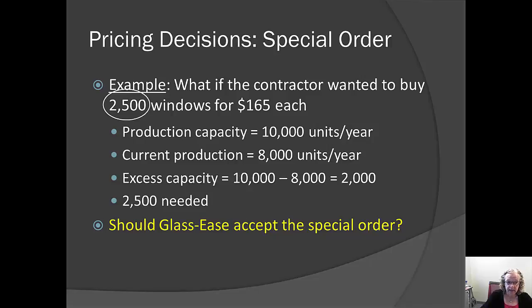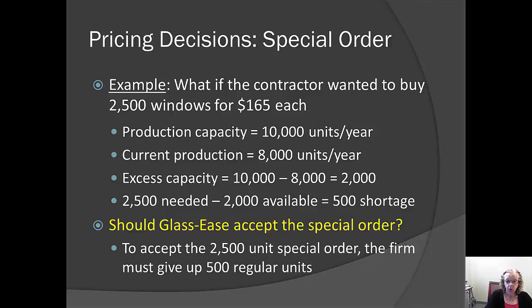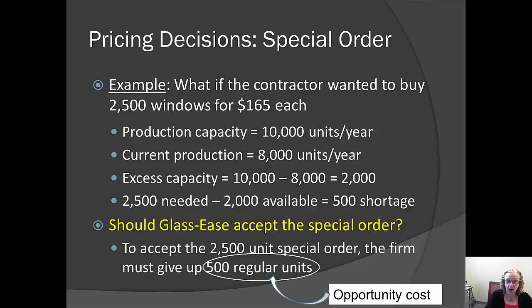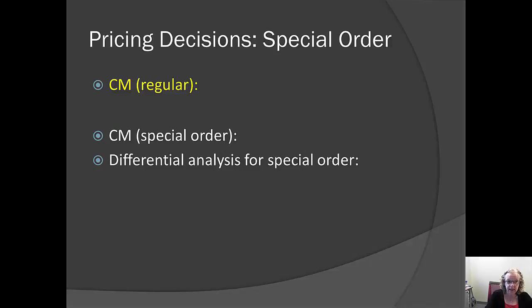Well, if they accept the special order for 2,500 units, they would have to give up 500 units of their regular customers' work. So, in order to accept the special order, the firm would have to give up 500 of its regular customers' units, and that represents an opportunity cost. So let's see how that plays into our analysis.